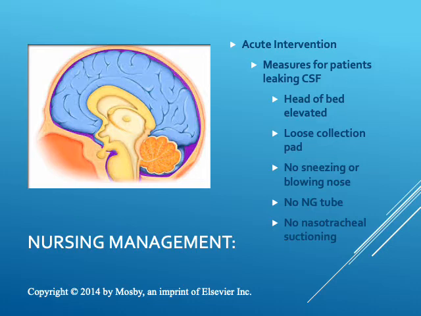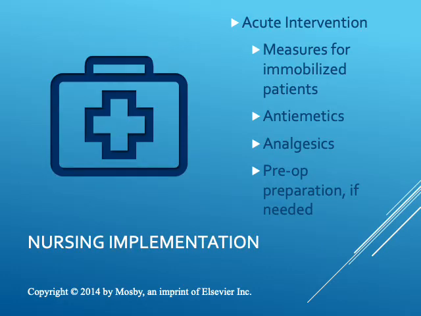Nasogastric tubes shouldn't be used. Watch nasotracheal suctioning too. That should not be done. It's going to increase intracranial pressure. Antiemetics should be given for vomiting because, again, that will increase intracranial pressure. And watch for bowel and bladder function, skin care, infection, anything like that. You're going to treat them carefully because they are at risk for all kinds of extra problems.